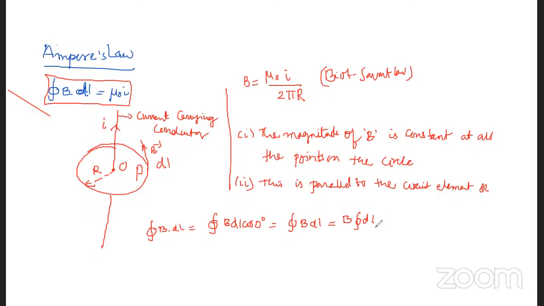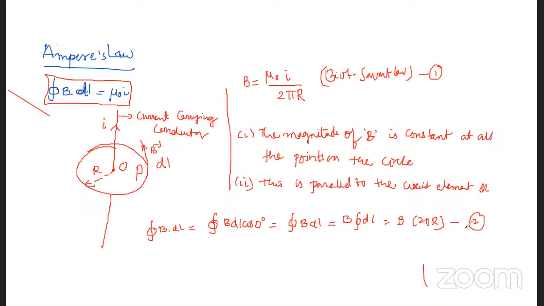The integral of dl is nothing but B into 2 pi r. The integral of dl, which we have written as 2 pi r, is the circumference of the circle. So we have got the integral of B dot dl equal to B into 2 pi r. From the Biot-Savart law we have B equals mu naught I by 2 pi r.